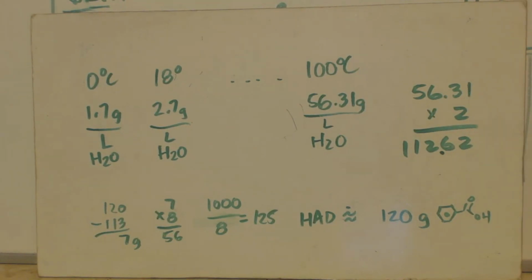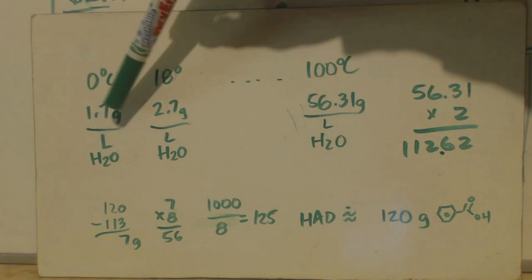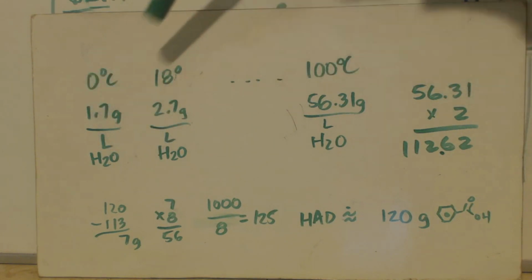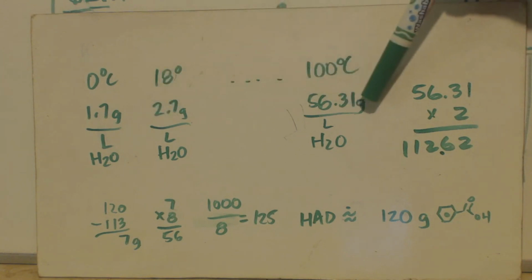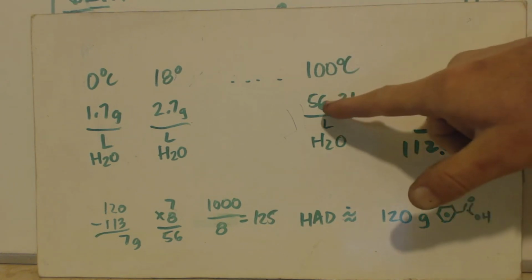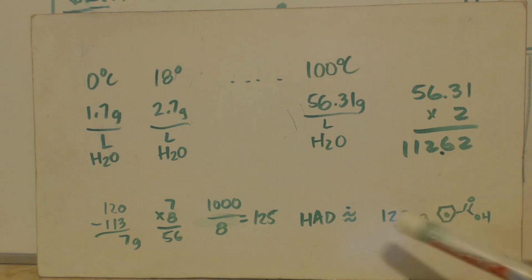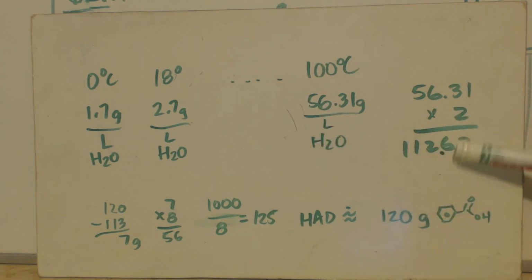And here are the solubilities of benzoic acid at 0 degrees, 18 degrees, and 100 degrees Celsius. Now these aren't in 100 milliliters of water. These are in 1 liter of water. So 1.7 grams there, 2.7 here, and then it jumps all the way up to 56 grams here. Now how much do we need to recrystallize it? Well, let's double this. Double that would be 112.62 grams. We have 120, so we need 2 liters to get this in the solution.